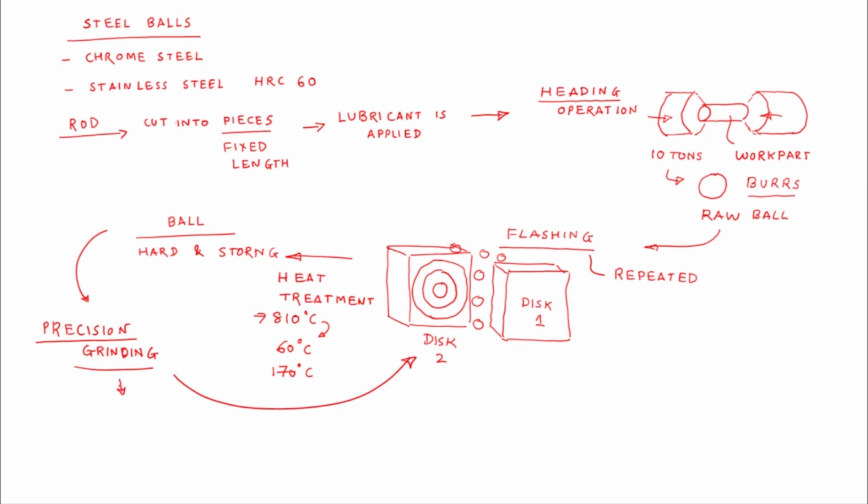After the precision grinding, we go for the ultrasonic bath. In the ultrasonic bath, the balls are given very high frequency vibrations, maybe around 20 kilohertz or 40 kilohertz. At such a high frequency, whatever burrs or dust particles are there on the surface of the balls will be removed, and we will have a very clean and fine mirror finish of the rolling balls.